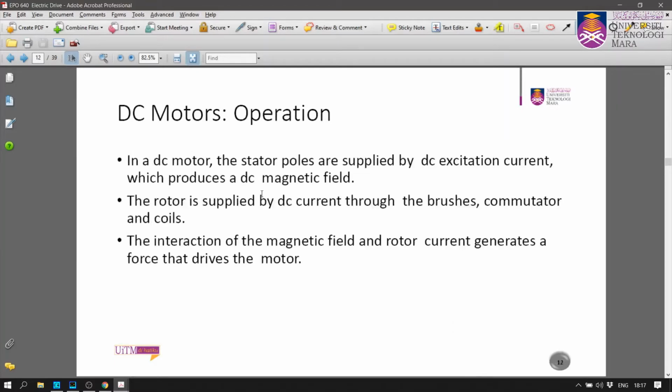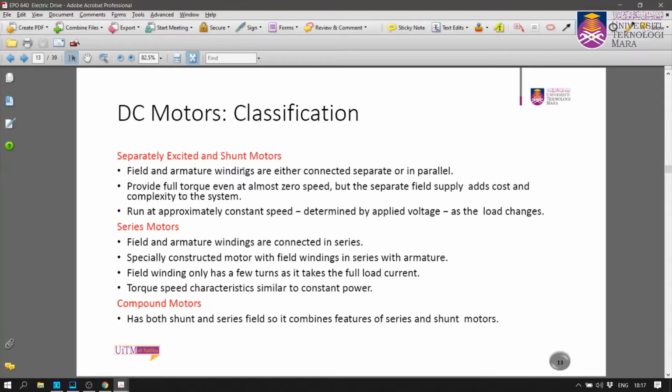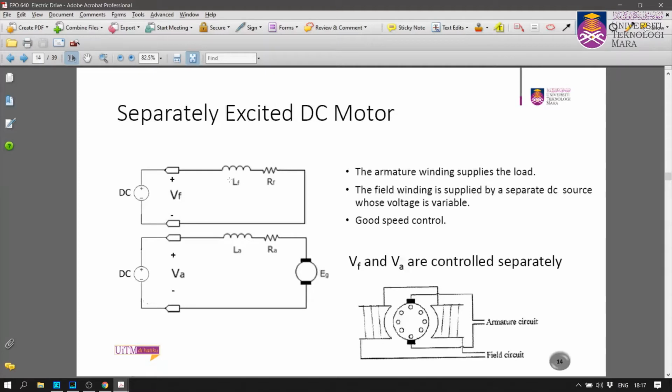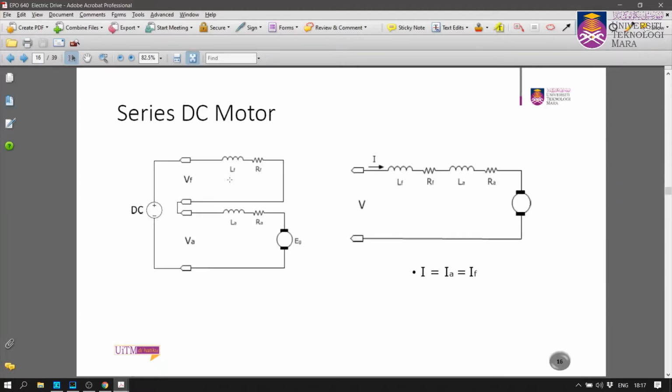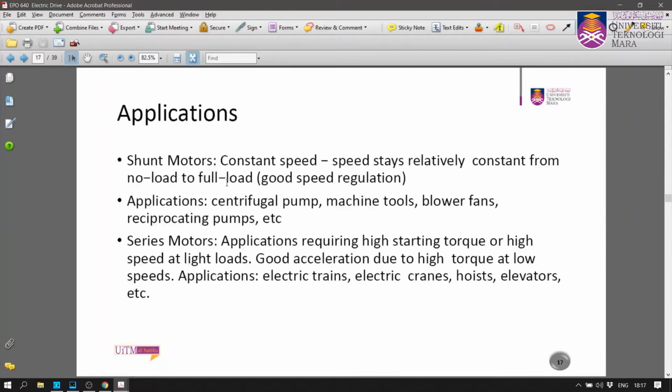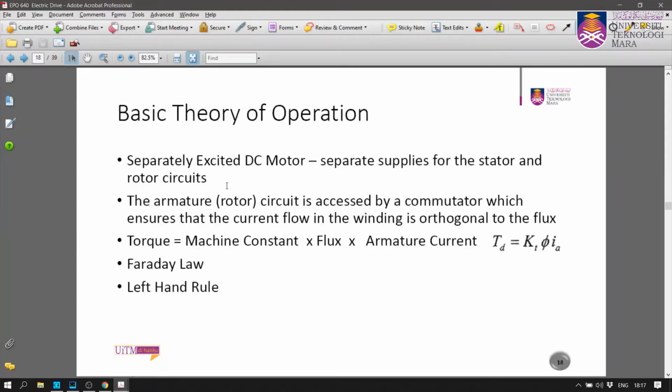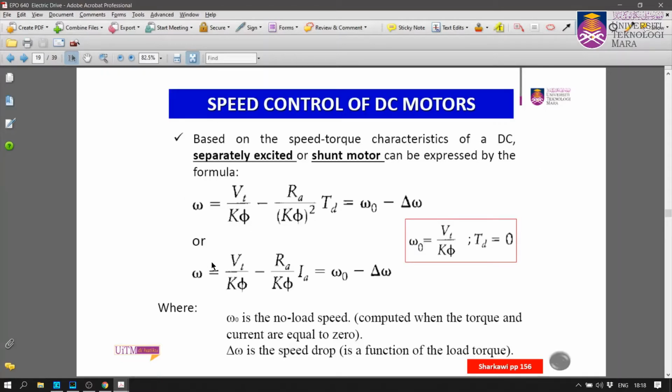Then the operation, and the classification of separately excited, series motor and compound motors. Okay, how it is connected, the equation, series motor and the applications, some basic theories of operation, what is the torque developed, and the voltage developed, Faraday's law, as well as the left hand rule. And then we have this basic speed control of the DC motor, and it is based on the separately excited motor.